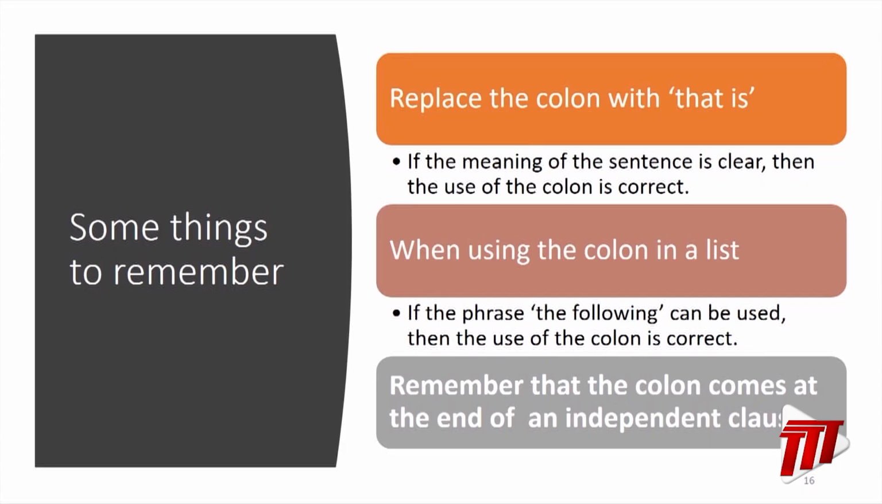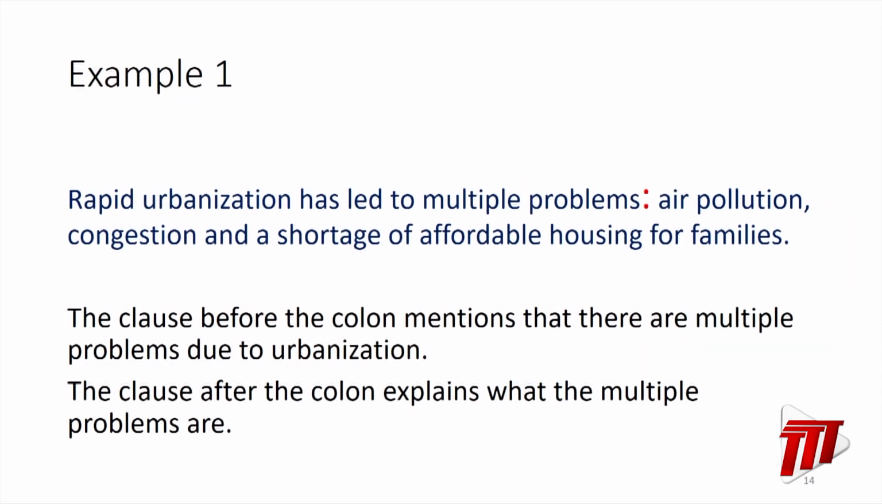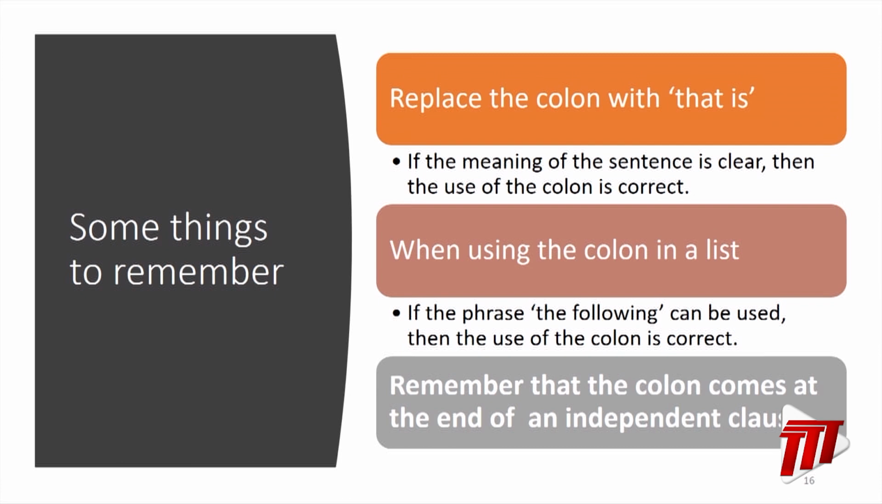When using the colon in a list, if the phrase "the following" can be used, then the use of the colon is correct. Rapid urbanization has led to multiple problems of the following: air pollution, congestion, and a shortage of affordable housing for families. So now you know that you have used your colon correctly. Remember that the colon comes at the end of an independent clause.